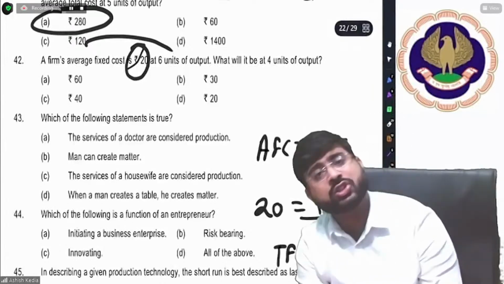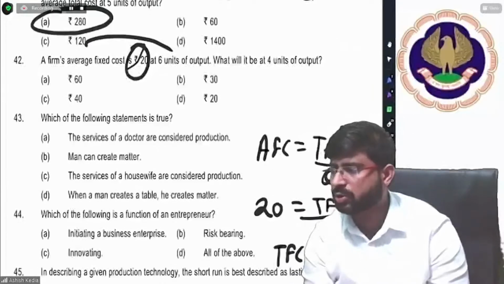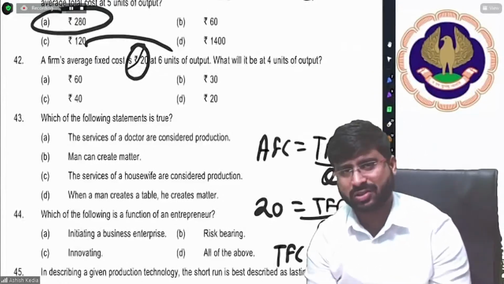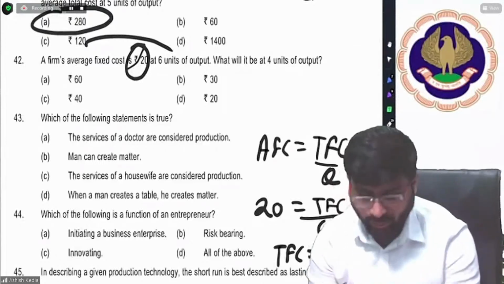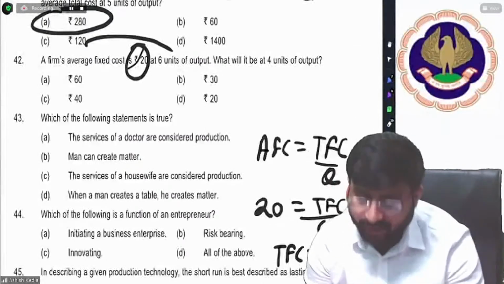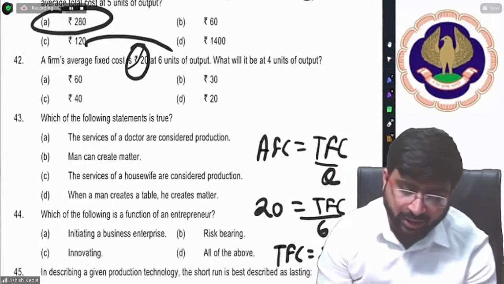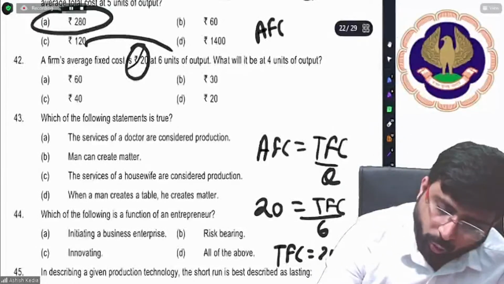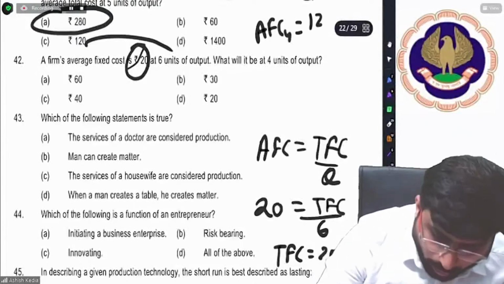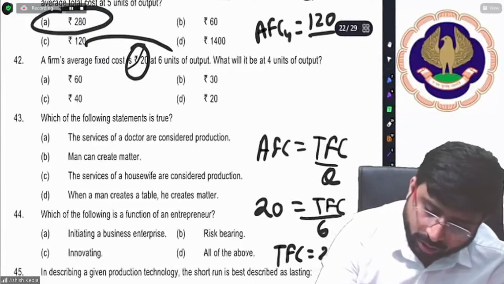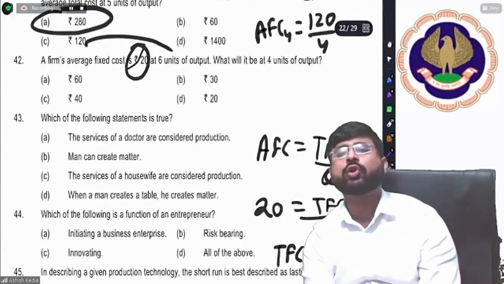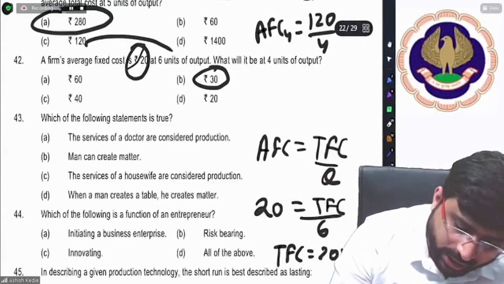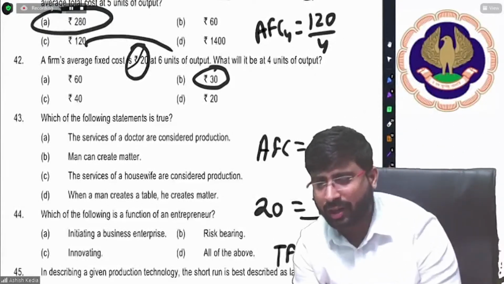Now you know total fixed cost is always the same. The name itself tells you it is total fixed cost. So friends, if it is total fixed cost, I tell you 120. Now they're telling us to come at 4 units of output. At 4 units of output, it will be 120 divided by 4. 120 by 4, you get 30, right? So therefore, your answer will be 30. Is that crystal clear, friends?